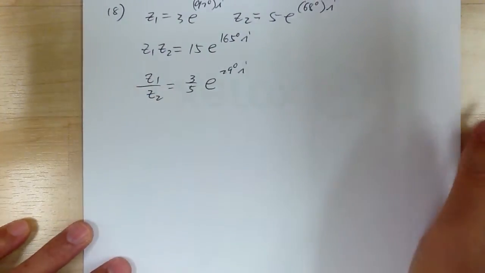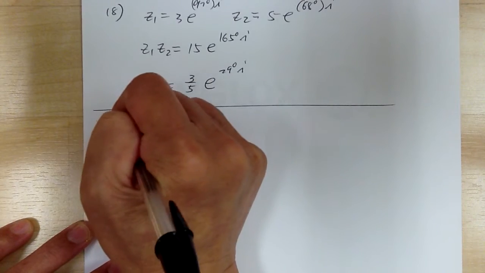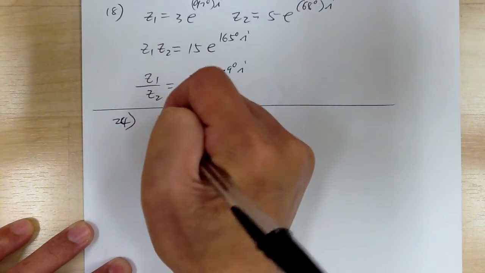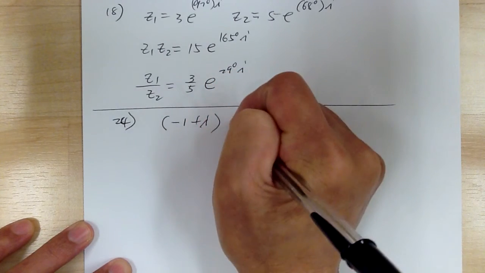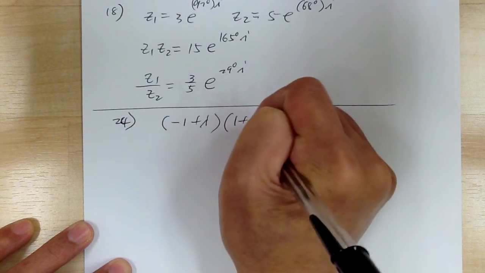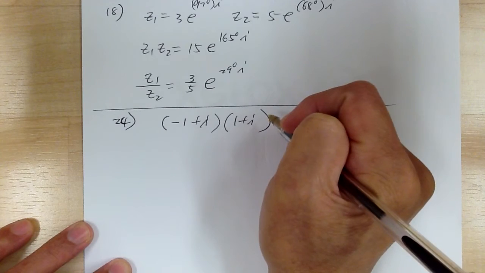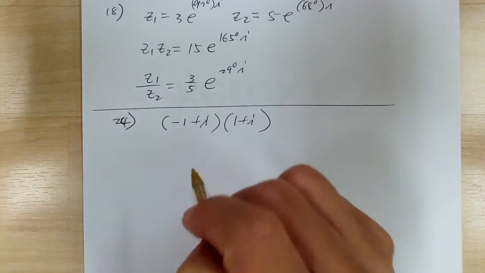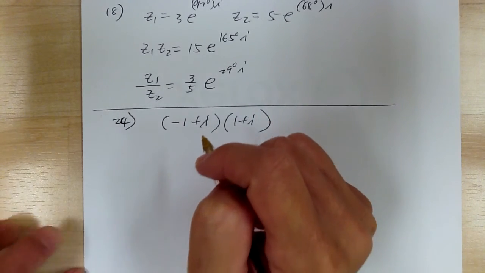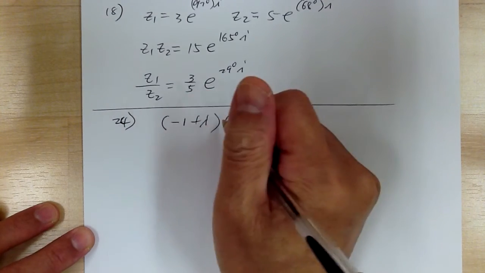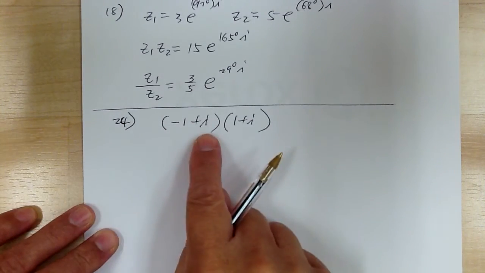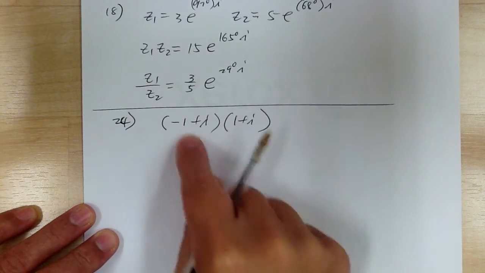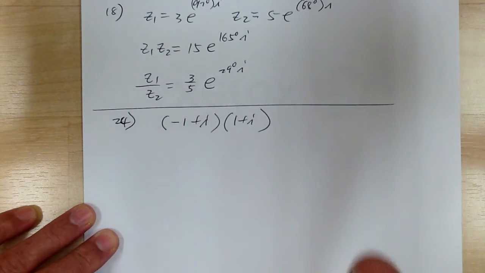Okay, let's go to 24. You have negative 1 plus i times 1 plus i. For this one, it says find each product by multiplying directly and by using the polar form. Okay, so we're not going to do the multiply directly. Multiplying directly means just using the FOIL method and multiplying out.